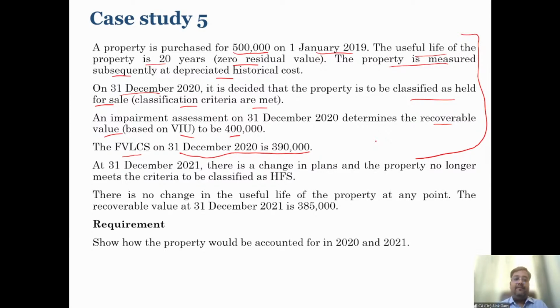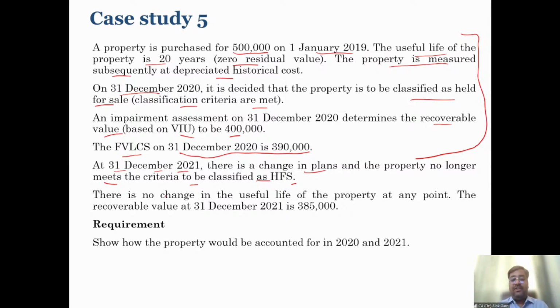Now in the next para, on 31st December 2021, it means after 1 year from the date of classification as held for sale, there is a change in plans and the property no longer meets the criteria to be classified as held for sale. Earlier, the property was meeting the criteria as held for sale, but now the property is not meeting the criteria of held for sale, right?